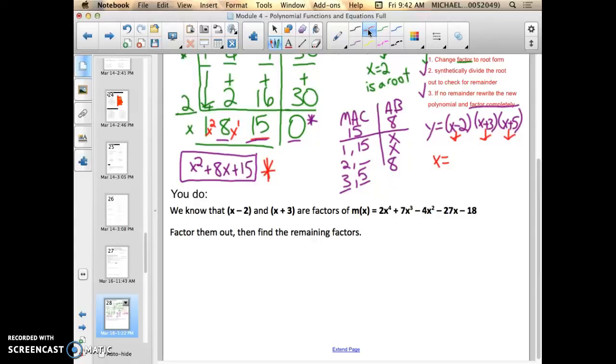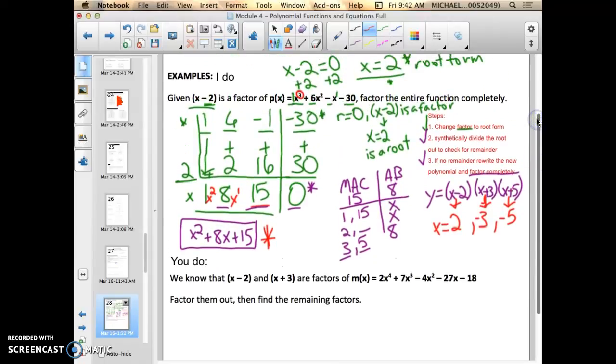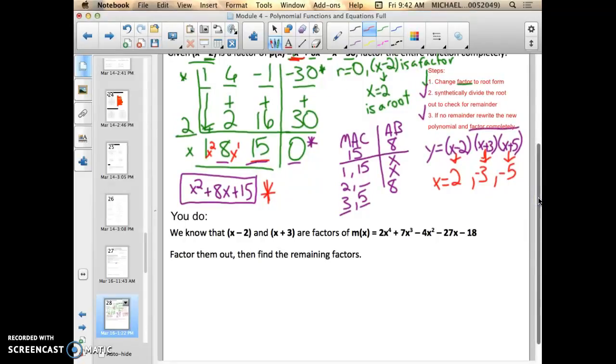X equals 2 for this first factor, x equals -3, and x equals -5. To check my work, remember the fundamental theorem of algebra states the highest power equals the number of roots. The highest power of my function was x cubed, x to the 3rd, and I do indeed have 3 roots. So I did everything correct.